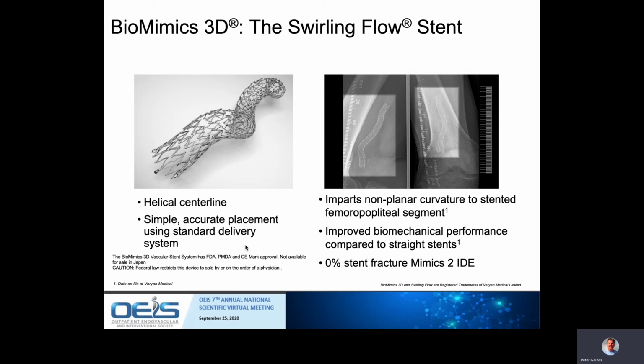For those who have used this device, you will know that it is simple and accurate to place using a standard pin pull system. In addition to having a helical center line that's designed to impart swirling flow, we know that following extensive benchtop testing, the stent has significant biomechanical improvements over a straight stent in what is well appreciated to be a hostile area in the distal superficial femoral artery. That benefit is well shown in the 0% stent fracture rate throughout the MIMCS-2 study.